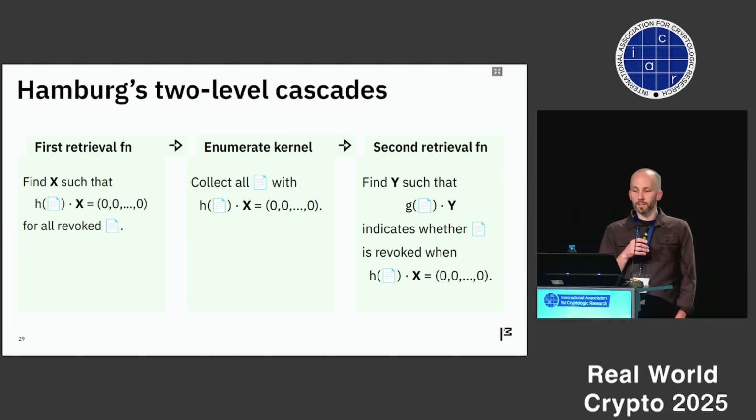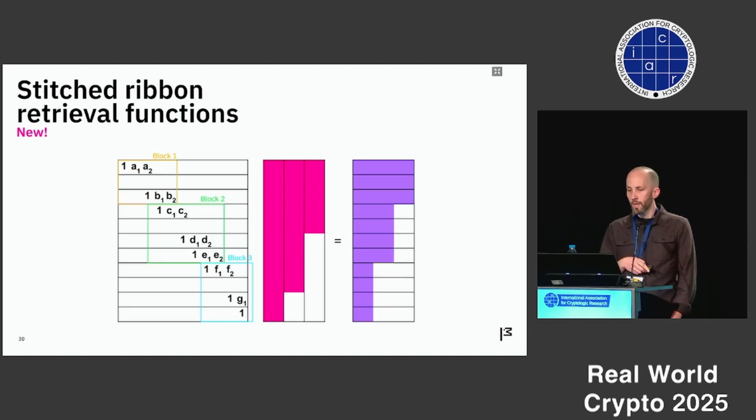Once we have that X, we can enumerate all of the documents that do come up as 0, just like we were doing in the Bloom filter case. So we'll have all of the revoked documents and some small fraction of the non-revoked documents. And then we just put those all into a second retrieval function. We solve for some Y. We have a different hash function, G. So we've solved for some Y, where G of any document times Y is equal to its actual revocation status. So it's either 0 if it's revoked or 1 if it's not.